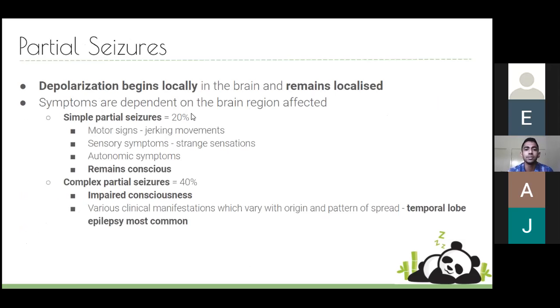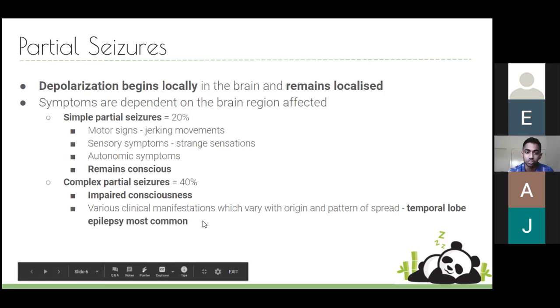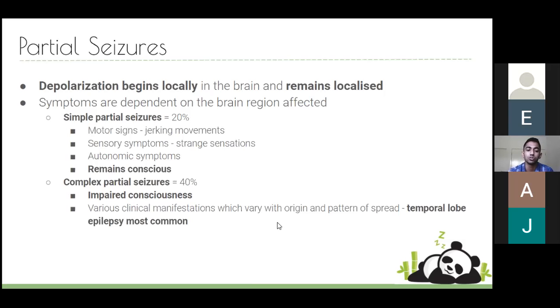And we can classify them into simple or complex. So if it's simple, they're going to remain conscious. If it's complex, they're going to have impaired consciousness. And we can have all those symptoms that I was talking about before. So we can have those motor signs, sensory signs, but also autonomic symptoms. So people might lose bladder control, fecal control. People might dilate, things like that.